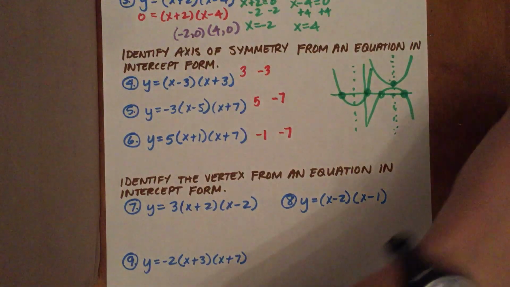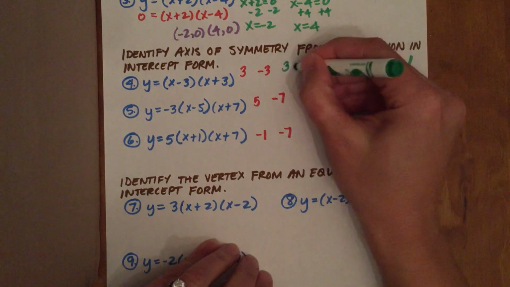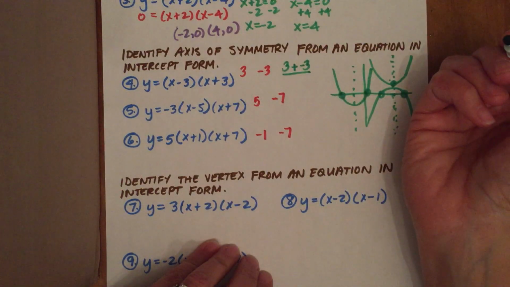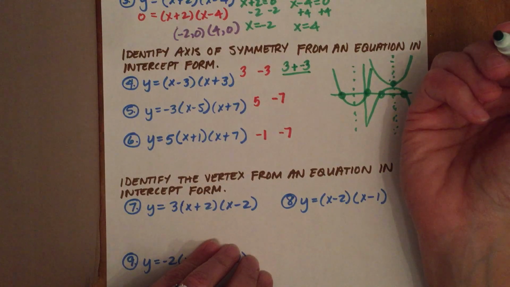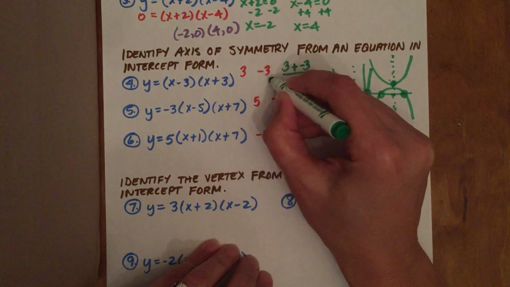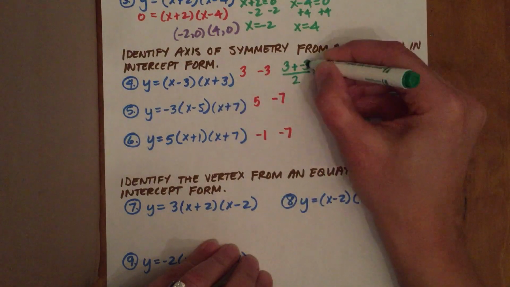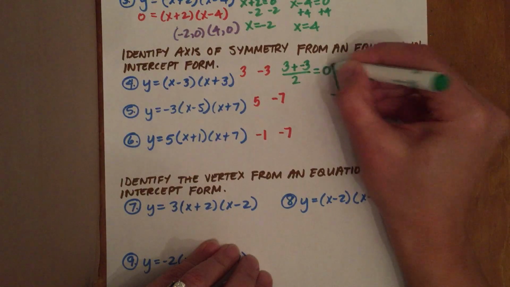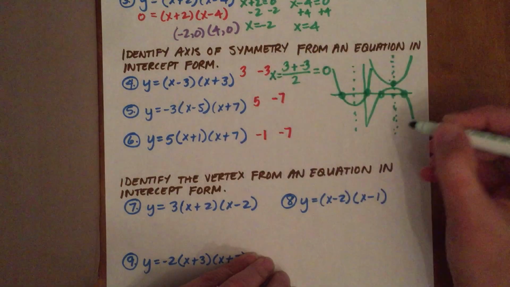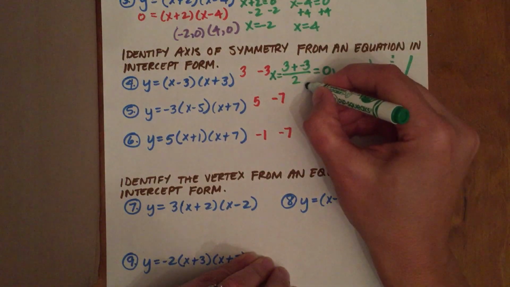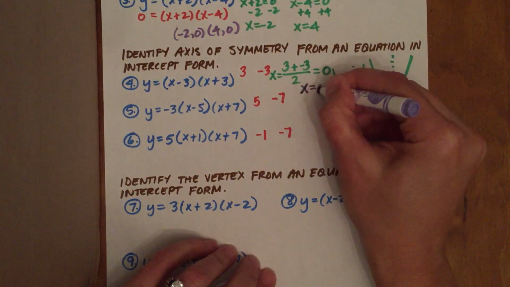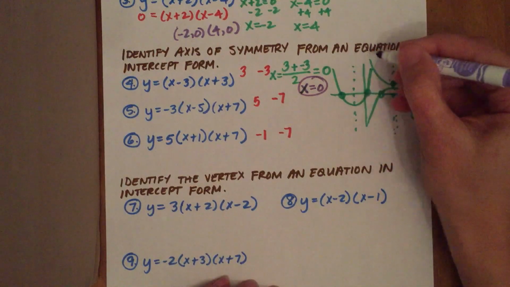So what I'm going to do is take my two roots, or my two intercepts, and average them, just like you average your grades. If you got 100 on a test and a 90 on a test and you want to know your average, you do 100 plus 90 divided by 2. We're doing the same thing here. 3 plus -3 divided by 2. So we get 0 over 2, which is 0. And this is x equals, by the way, because this is a vertical line. x equals 0 is your first axis of symmetry. That's for number 4. So on number 4, x equals 0 is going to be your vertical line.